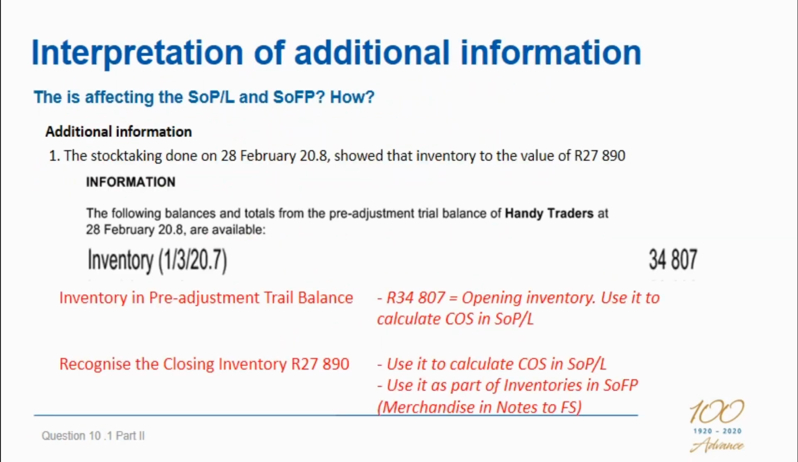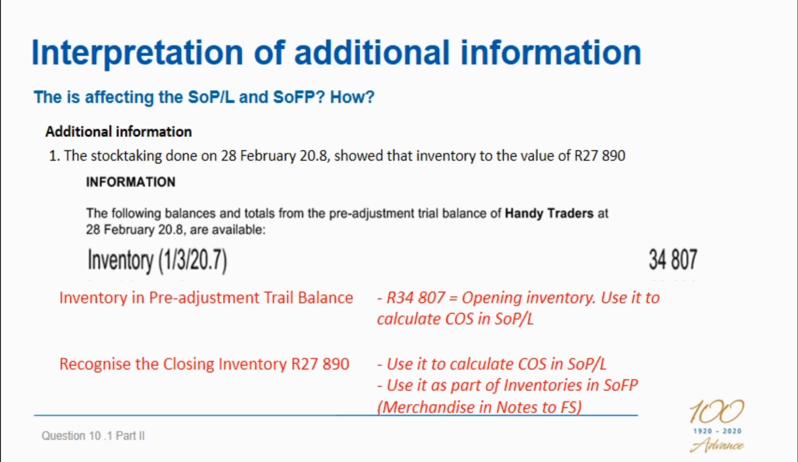So how will the additional information affect our statement of profit or loss and other comprehensive income and the statement of financial position? Let's look at the additional information. Point number 1 said the stock taking done at the end of the financial year showed that the inventory to the value of 27,890 Rand was on hand.